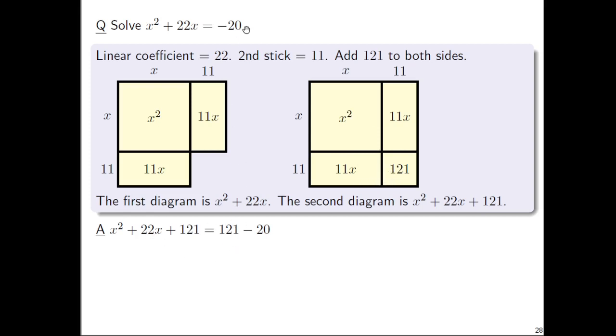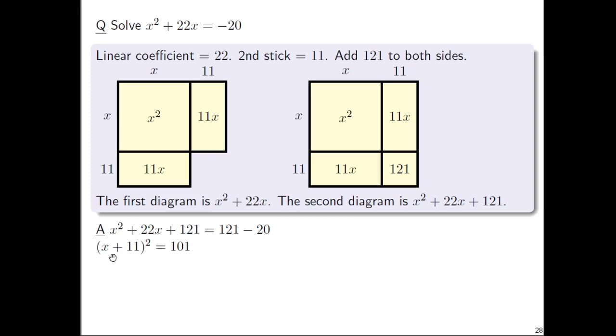On the right side, there was a minus 20, and remember we added 121 to both sides, so I just stuck the positive 121 in front, so it's 121 minus 20. You could very well have written negative 20 plus 121 if you want. Now let's factor the left side and simplify the right side. So (x plus 11) quantity squared equals 101.